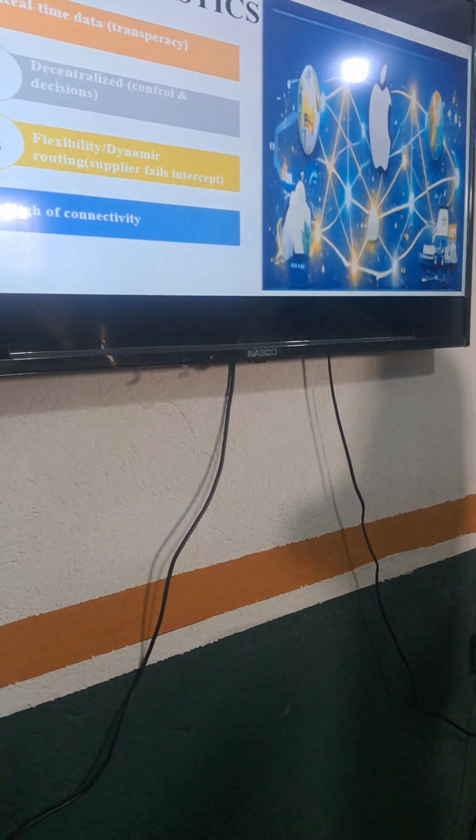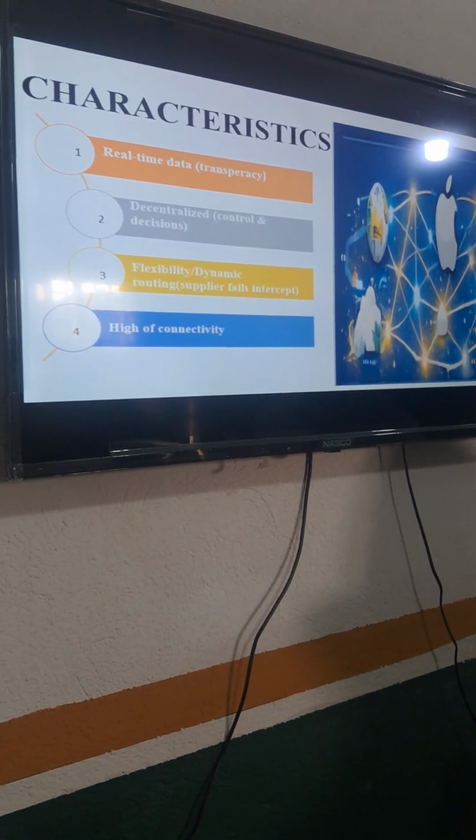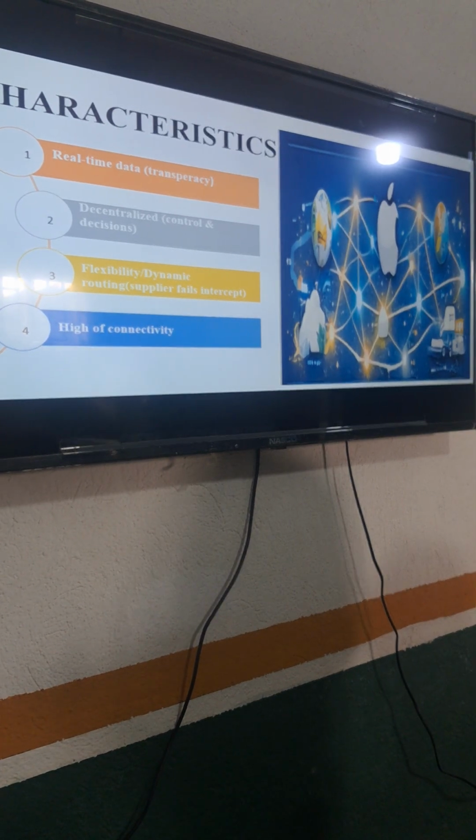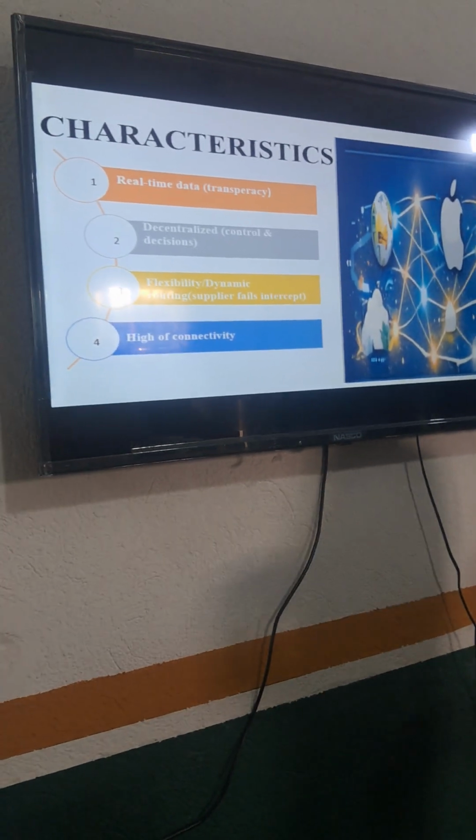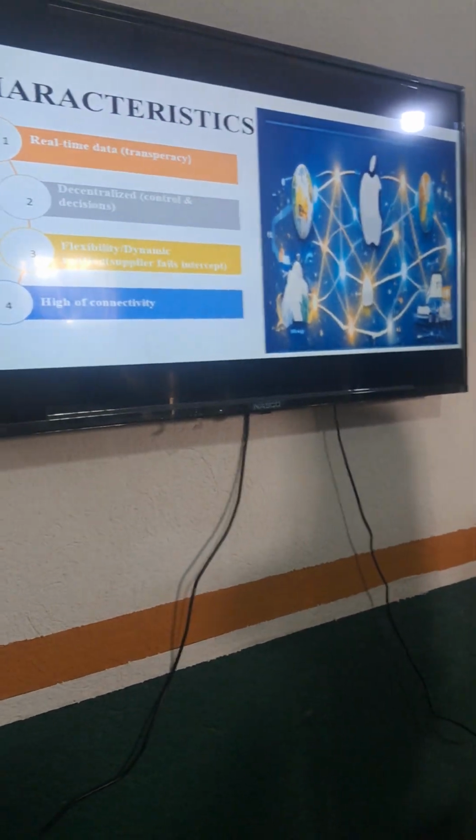So another thing that we look at is the characteristics of the modern supply chain called the mesh or the network supply chain. One of the characteristics is real-time decision or real-time data. That's transparency. The system is so dynamic and very flexible in the sense that all information, all data are known to all the partners that work together in this particular network. So I'm talking about the supplier, the manufacturer, the distributor, and the final consumer. Everybody has a fair idea, fair knowledge. So it is very transparent in terms of when they are making decisions.